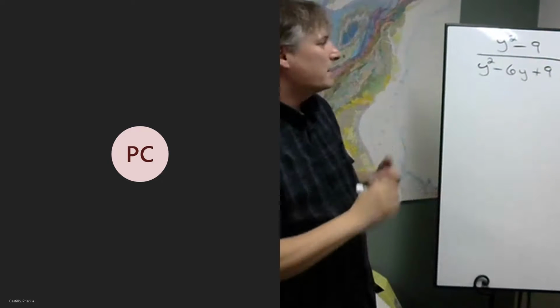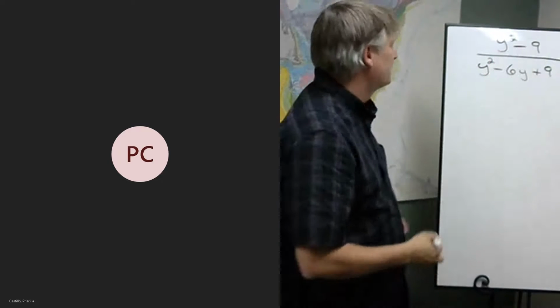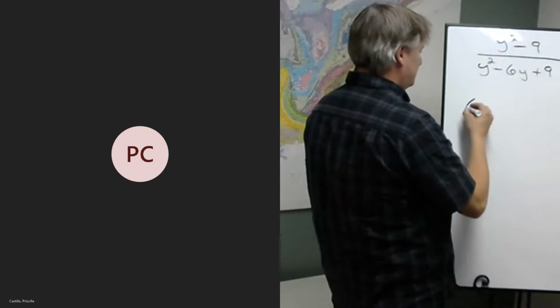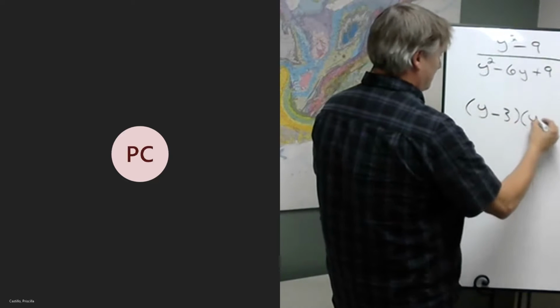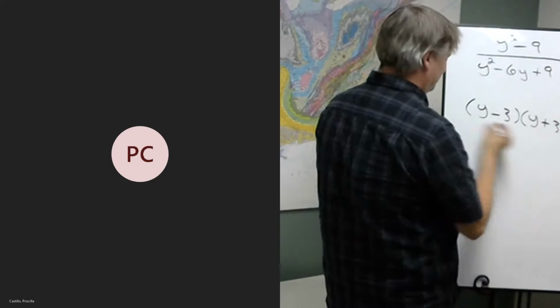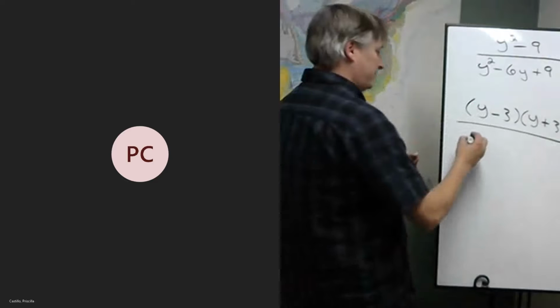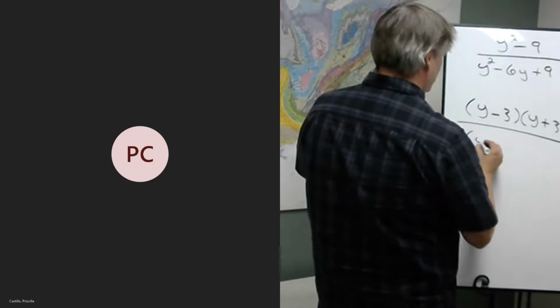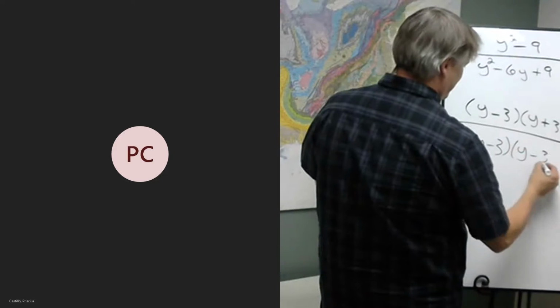So what we want to do is we want to factor things. And this is a difference of squares. So we can write this as y minus 3, y plus 3. And then we want to factor this also. This will be y minus 3 times y minus 3.